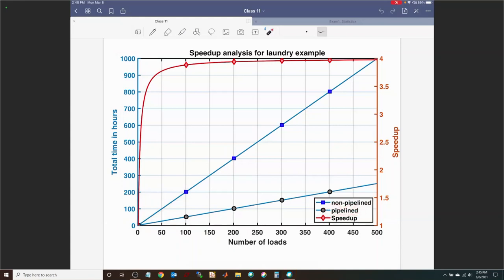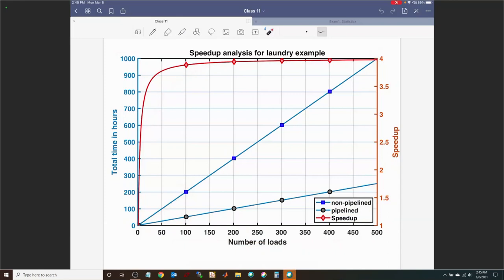Speed up is computed by dividing 200 by 50, which gives you a value very close to the red line here, for which the y-axis is on the right, which is speed up. As you can see, as you increase the number of loads, your speed up will eventually converge at 4, which is the number of stages. We had 4 stages, right? Washer, dryer, and so on. So it would converge to 4 when the number of loads increases.